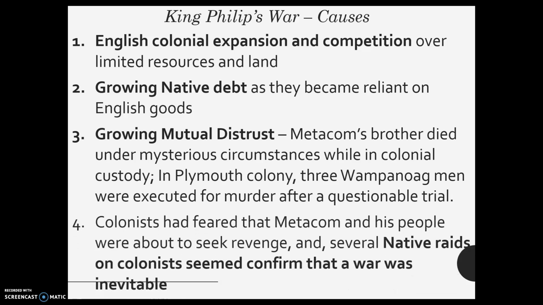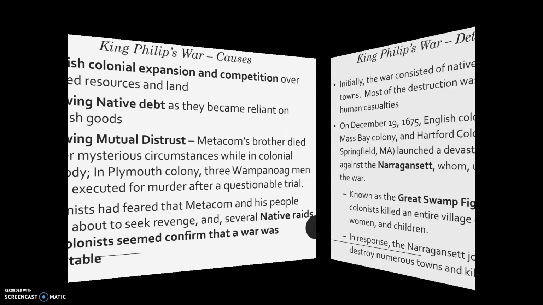And the fourth cause, then, is the colonists were afraid that the Indians were going to seek revenge. And so they decided that war was inevitable and figured, let's launch it now before it gets too late. And there had been some raids as colonists encroached on native land. So 4 causes: English colonial expansion, growing native debt, mistrust, and the colonists believed that war was inevitable, so you might as well launch it now.